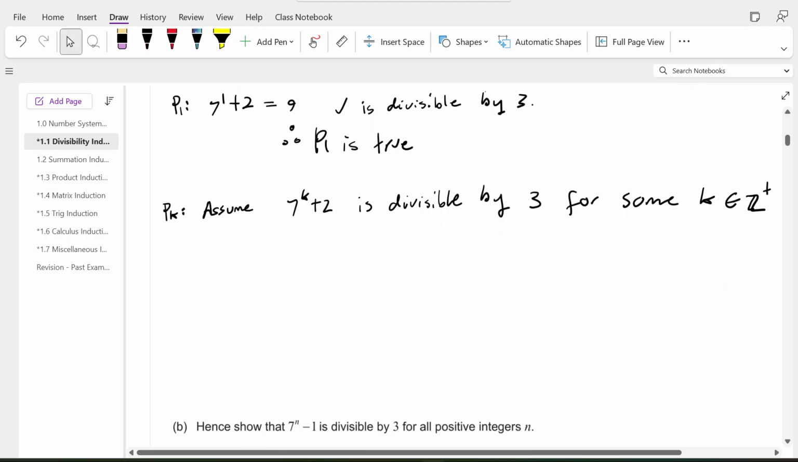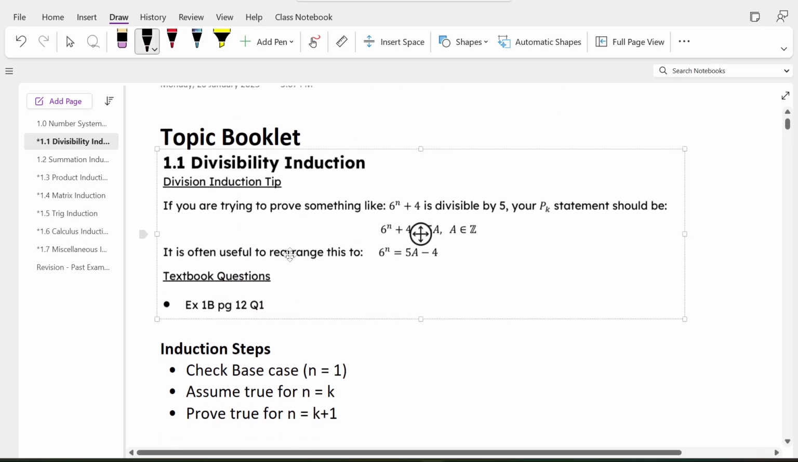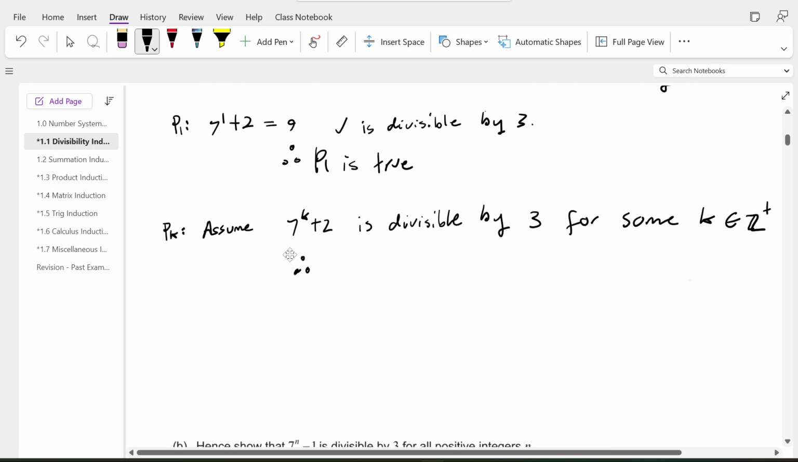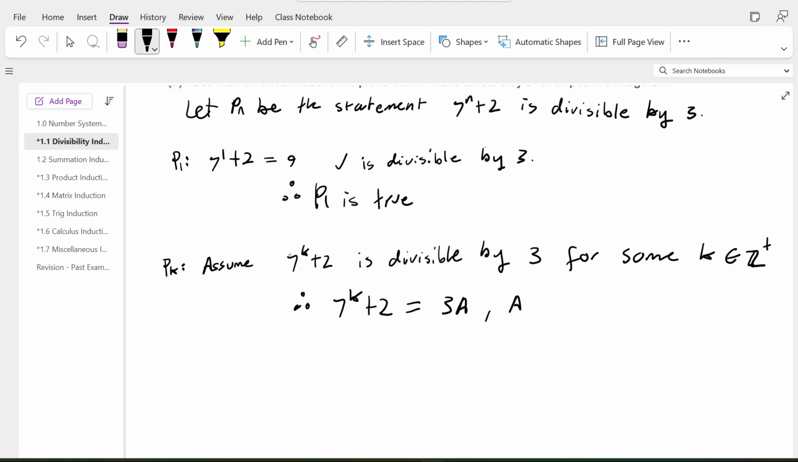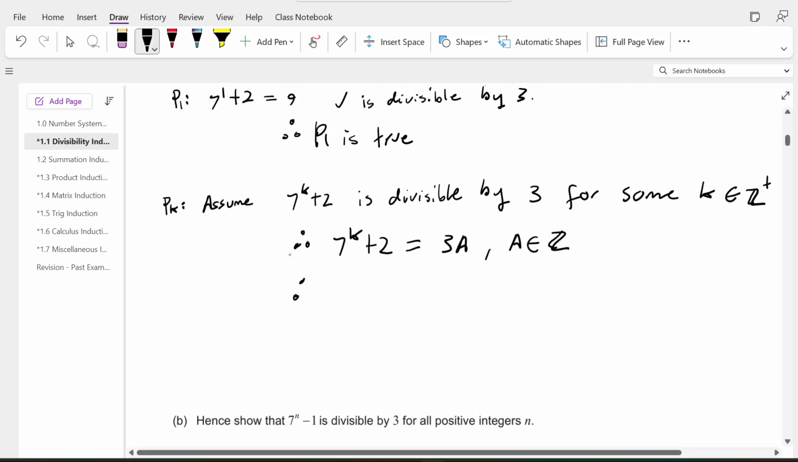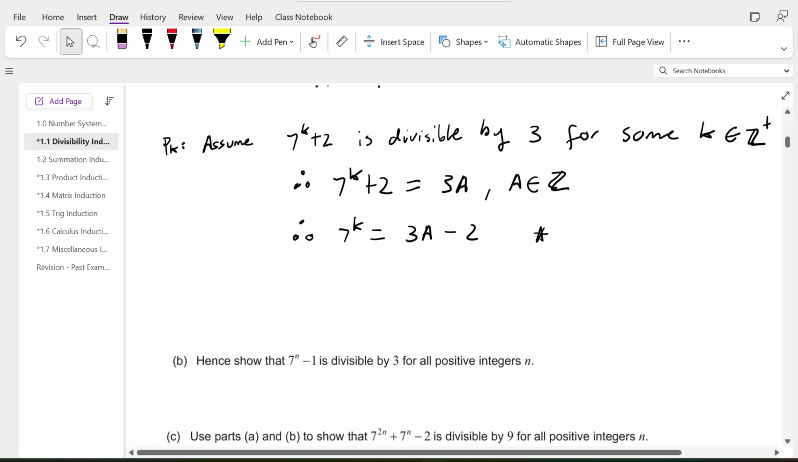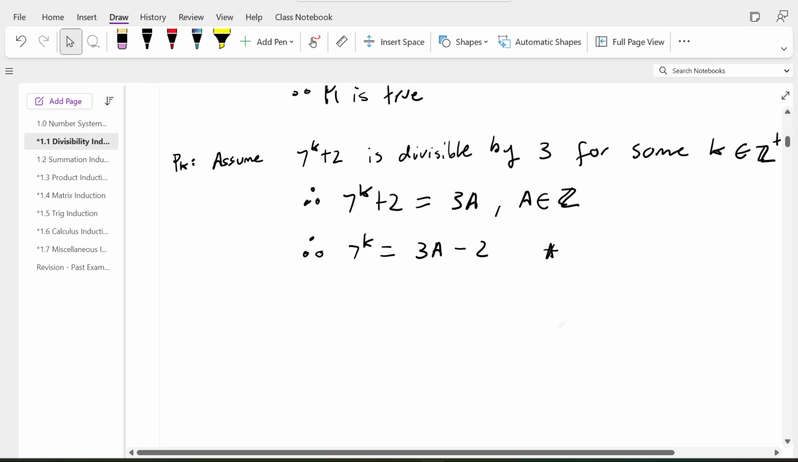All right, so what that means, and the little tip that I've given you in the topic booklet, is that we want to write it like that. So we want to write 7 to the k plus 2 is 3 times some whole number a. A just has to be in Z. Now, really importantly, a could be negative here as well. And if we rearrange that, which is a good idea, 7 to the k is 3a take 2. Now, I'm going to call that a little star there, and you'll see why I do that later. It will help us refer back to this with notation.